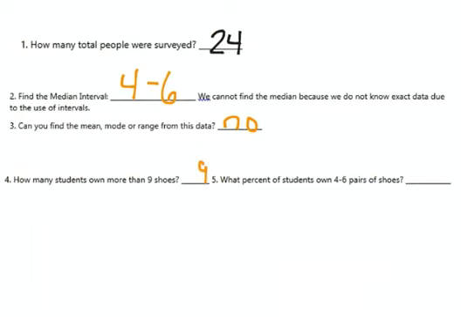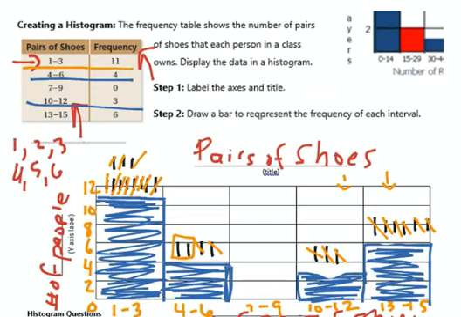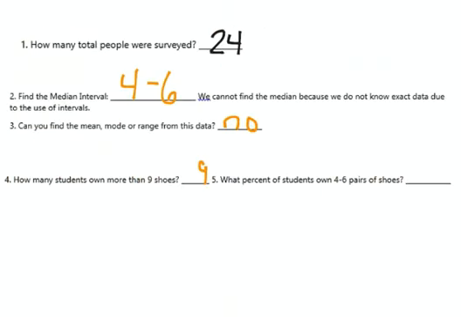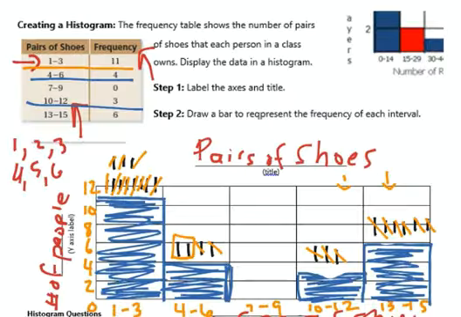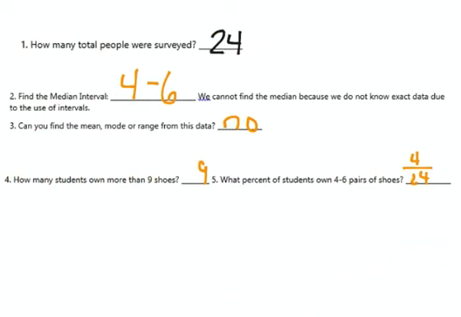So 3 plus 6. So how many people own more than 9 shoes? Well, 9. Now, you are also going to be asked for percentages from histograms. Number 5 says, what percent of students own 4 to 6 pairs of shoes? Looking back at my histogram, 4 people own 4 to 6 pairs of shoes. Now we're going to make a fraction comparing the part to the whole. The whole would be the total number of people in the graph. How many did we say there were in total? There are 24 people altogether. So 4 out of 24.